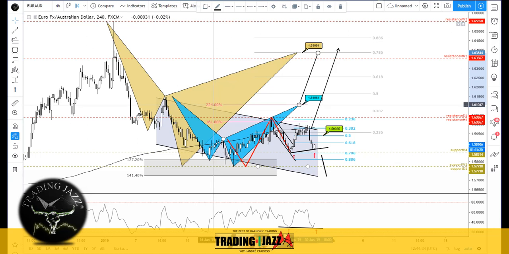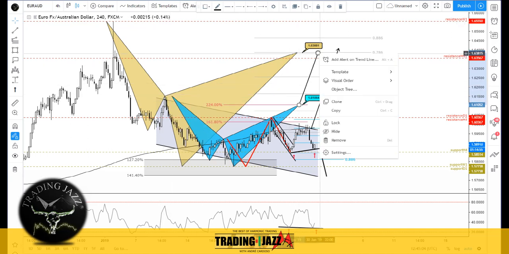So note that the shark at 224 extension needs to respect these highs, this previous structure resistance, which is also previous support level. Okay, so there's support, there's resistance, and there is the pattern completion point. So for that pattern to work, the price needs to respect this structure. So if we want to engage the market on those conditions, we need to set our stops above this structure, always considering the possibility for the market to trade higher.